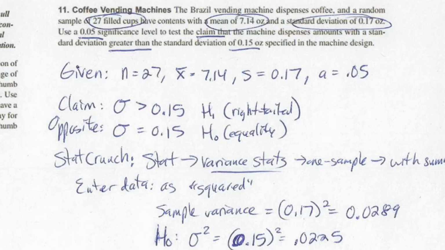the coffee vending machine dispenses standard deviation is greater than 0.15 ounces. So there's my standard deviation for the population. That's why the symbols are different. This is the sample. You're making a claim about the population, of all coffee vending machines. So this is just your little test, while the claim is about all of them. That's why the symbols are different, population versus sample. So that's the claim. It's a right tail test. The opposite is equality. So that's our H0.